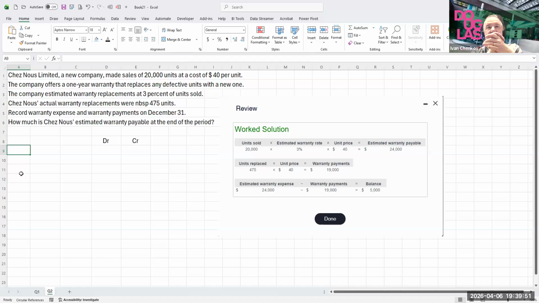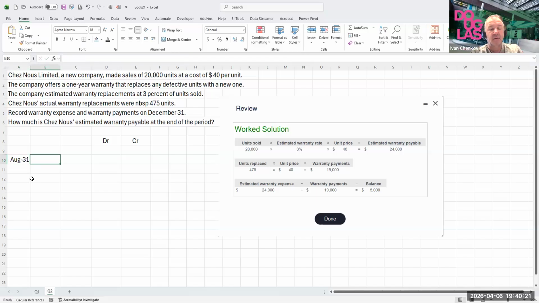Record the warranty expenses and warranty payment on December 31st. Note that this company estimates warranty payable at the end of the period, not during the period. So the question here doesn't ask for sales, but it doesn't hurt if we do the sales. Let's pretend that we're doing sales. Let's choose one date, randomly chosen: August 31st.